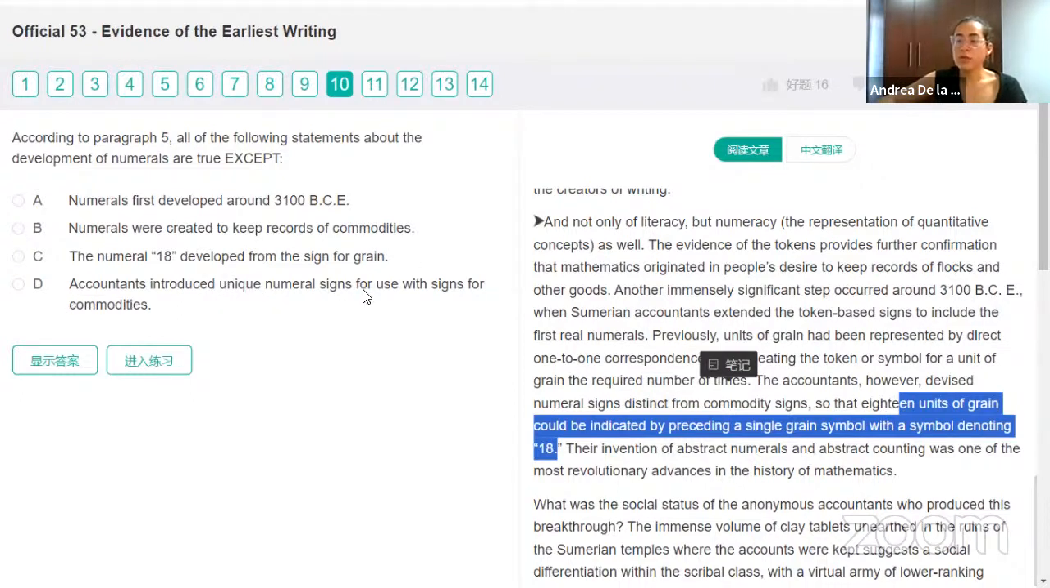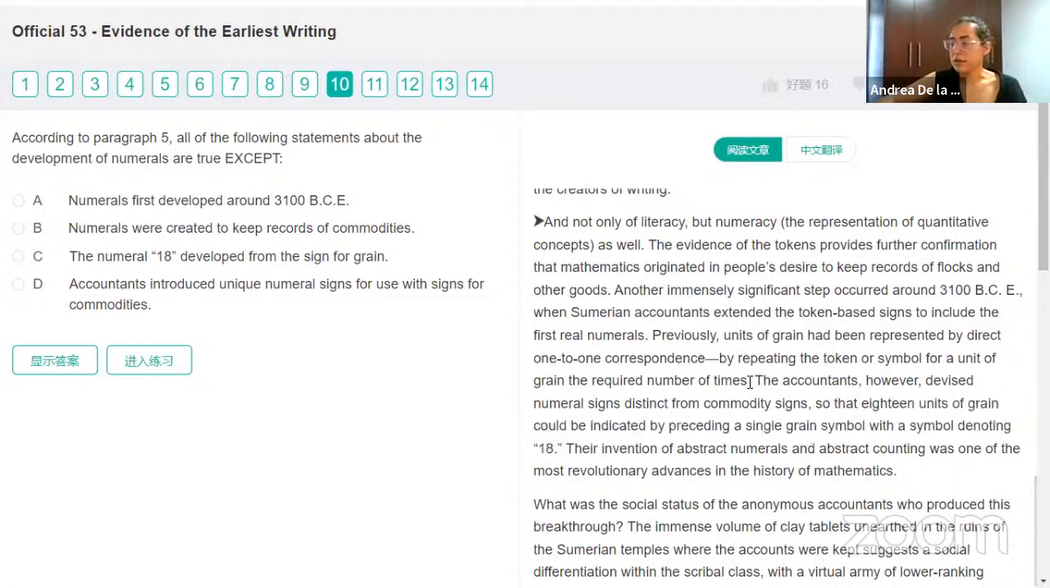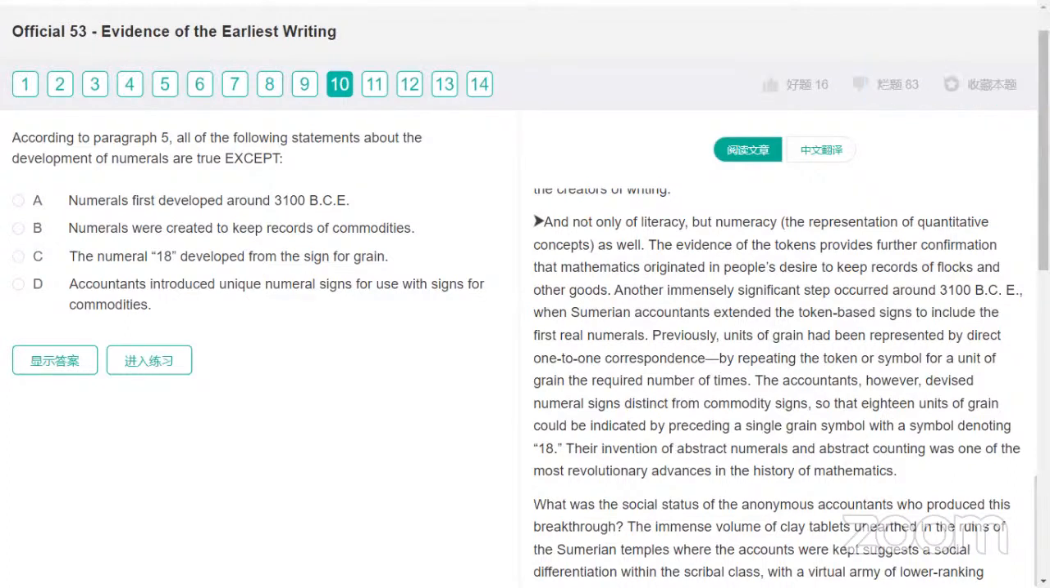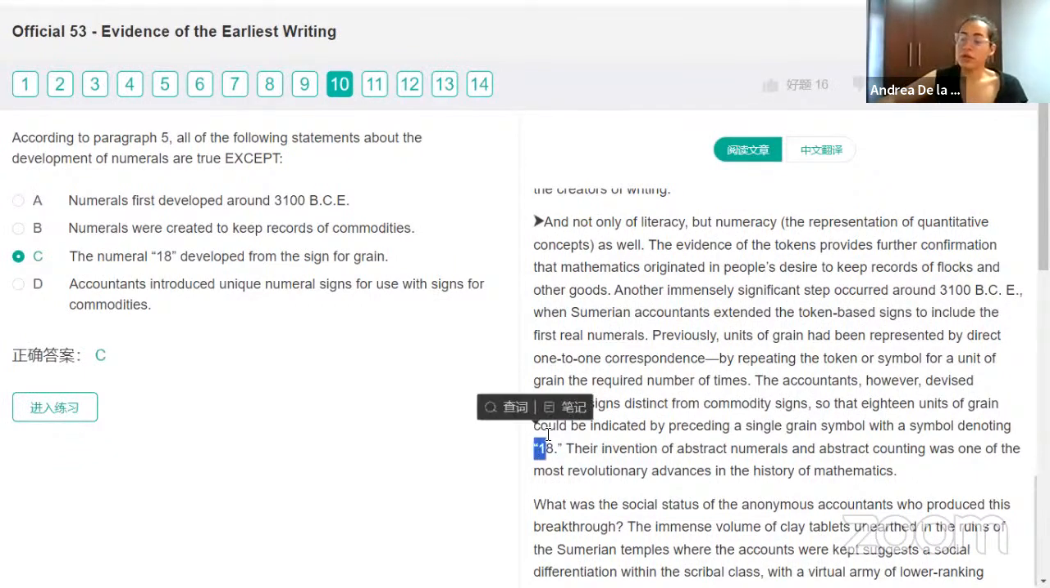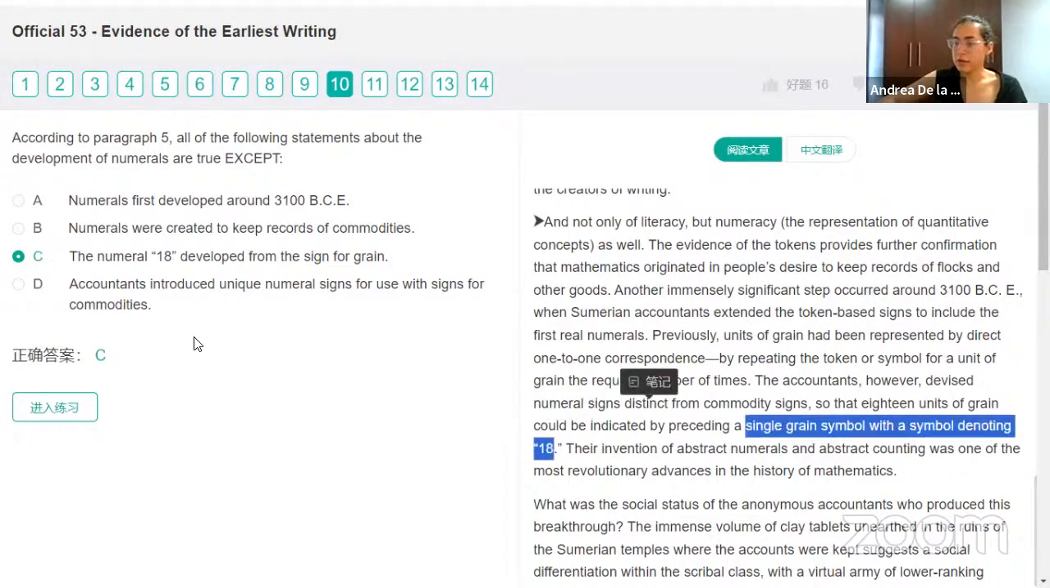Accountants introduce unique numeral signs for use with signs for commodities. Y no, aquí está. The accountants devised numeral signs distinct from commodity signs. They introduce unique numeral signs for use with signs for commodities. Yeah. Entonces, el único sería sí, ¿verdad? El que no es cierto. Entonces hay que tener cuidado, no porque veamos el número 18 y algo parecido, decimos que sí se mencionó o que sí es cierto. Hay que revisar que toda la información esté correcta.